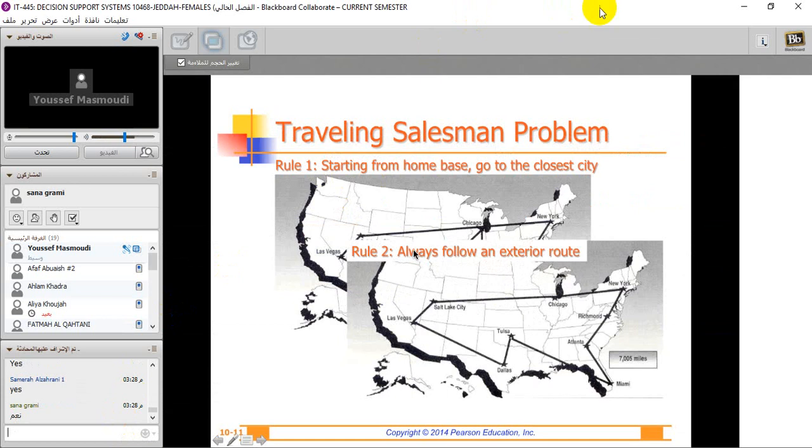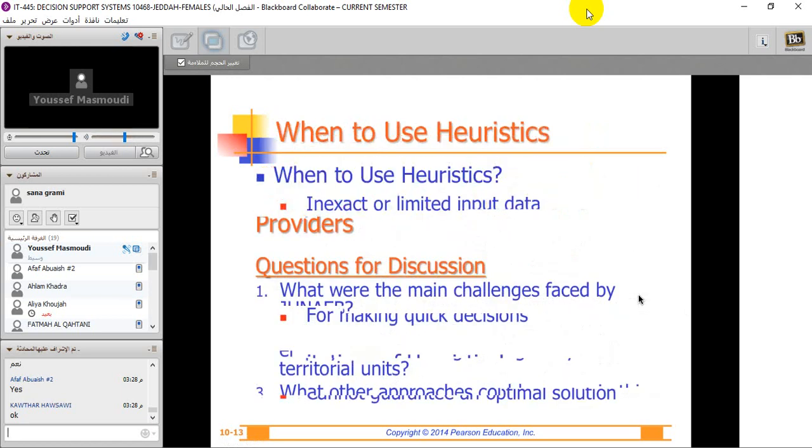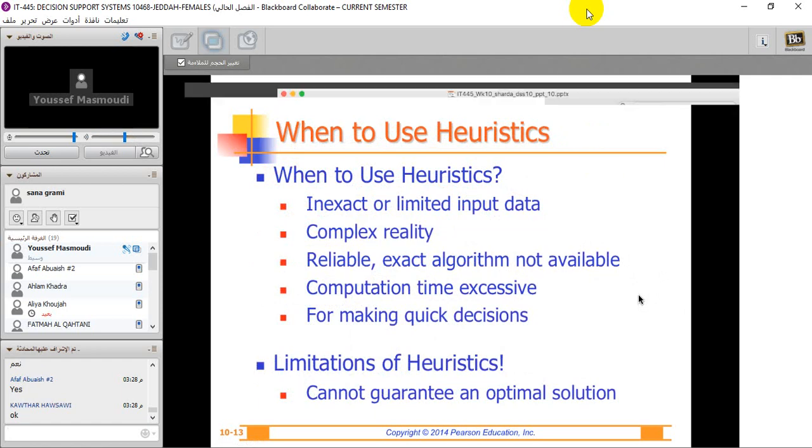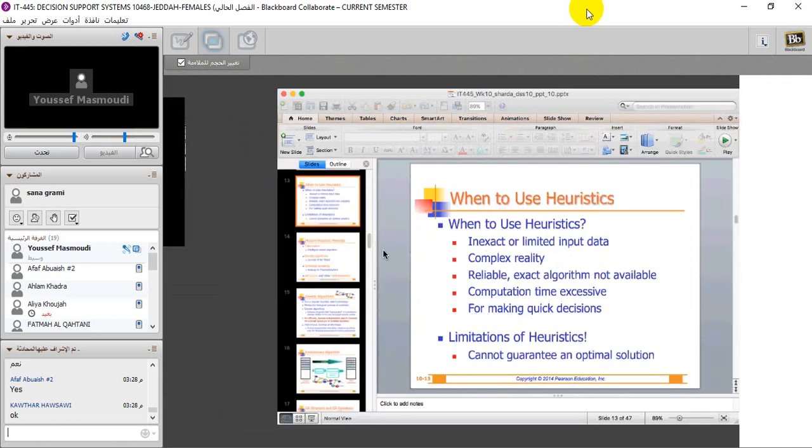Or there is another rule, saying that always follow an exterior route. That is, always follow the outer route, meaning you don't make entering and exiting moves. So from New York City you will go to Richmond, Atlanta, Miami; from Miami you don't enter the middle of the country, no, stay on the coast, Tulsa, Dallas, Las Vegas, etc. Okay, then you will go back to New York. So these rules are called heuristics. So when to use heuristics?